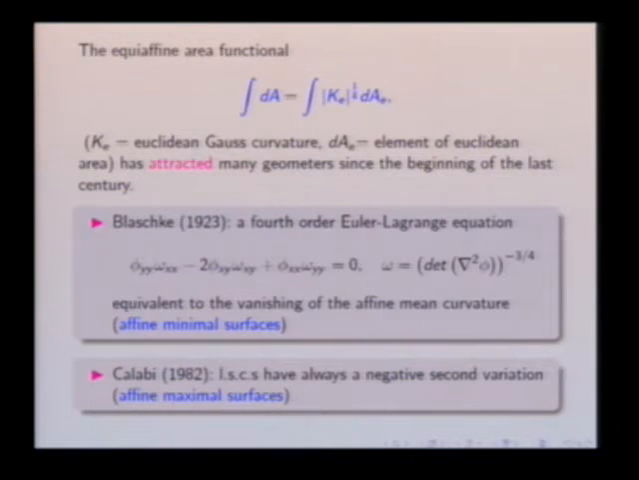Observe that this equation has a particular class of trivial solutions. It can be obtained when omega here is constant. This trivial solution corresponds to the family of surfaces with parallel affine normal line. It's like the plane in the Euclidean case. But here the family is very large.